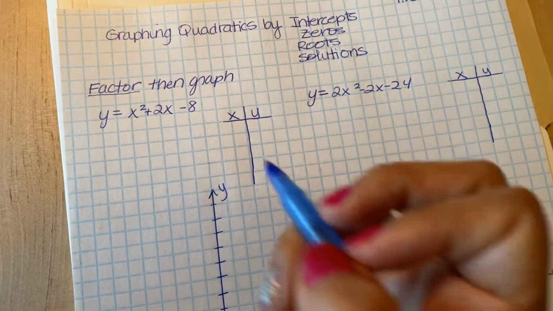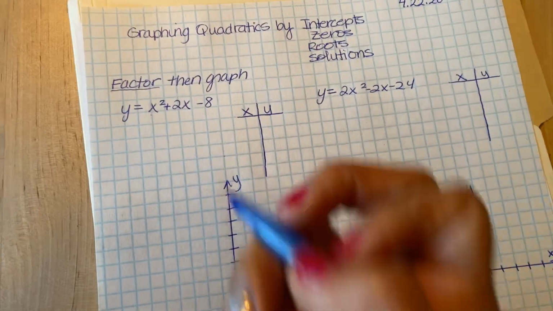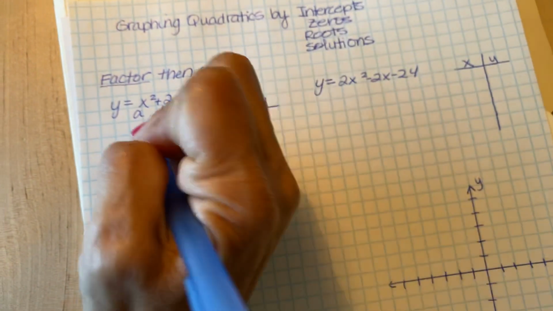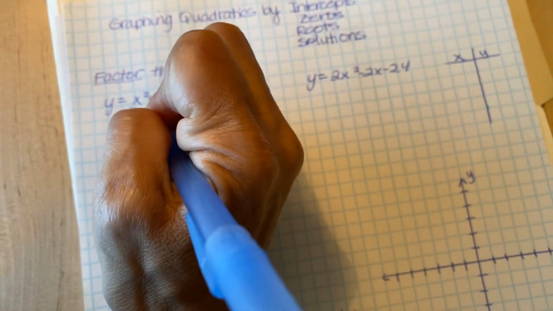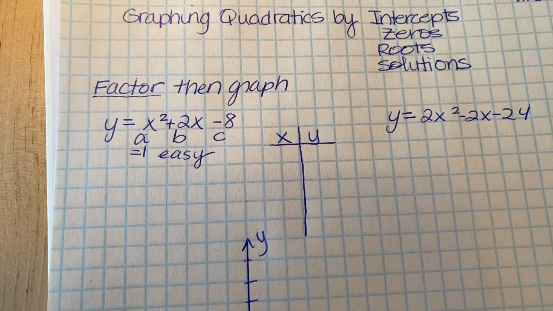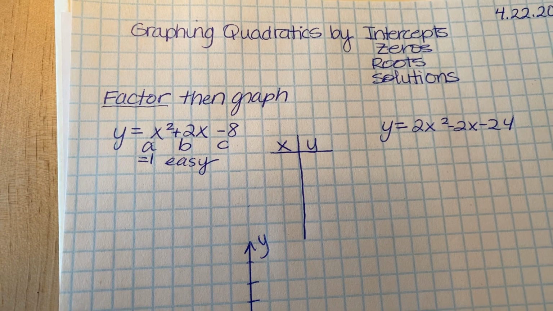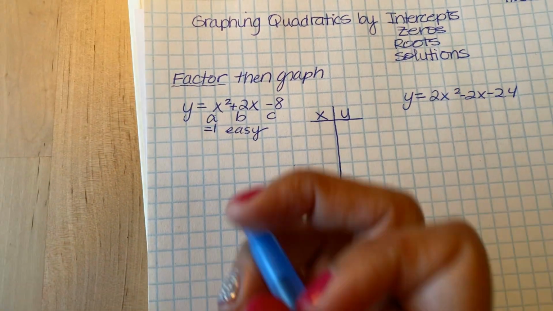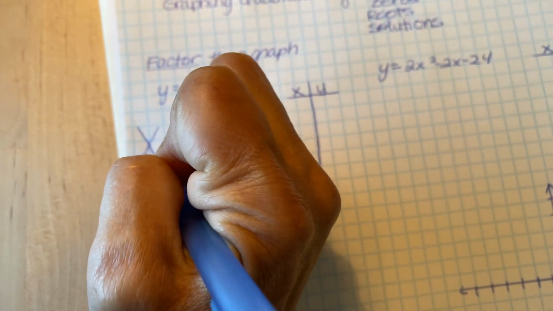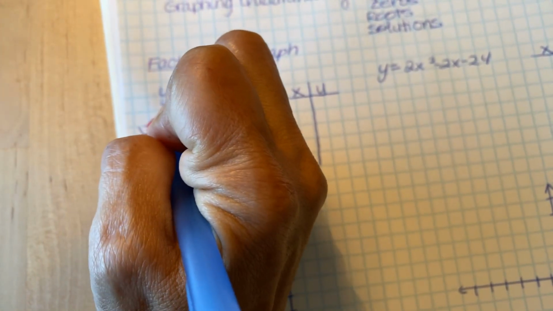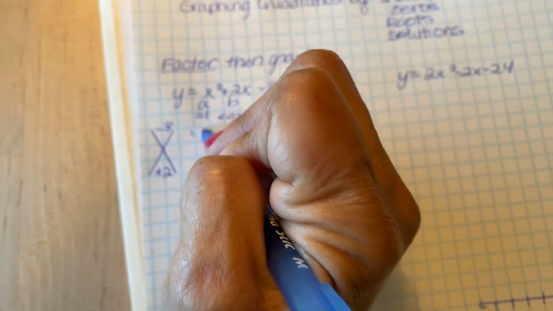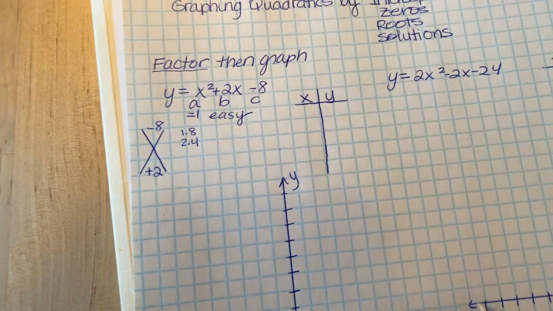Okay, so if we factor, this is a, b, c, right? So here's my a value, here's my b value, here's my c value. Because a is equal to 1, this is the easy factoring, correct? So no a times c, this is the easy one. All right, so magic x. My b value is positive 2. My c value is negative 8. So what two numbers multiply to give me the product 8? 1 and 8 and 2 and 4.